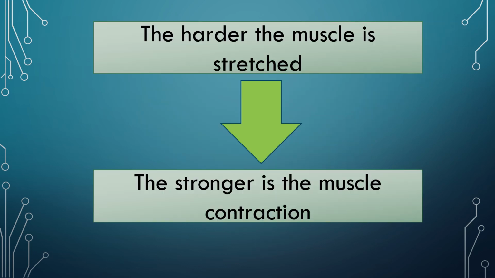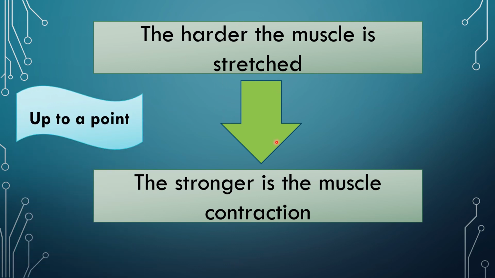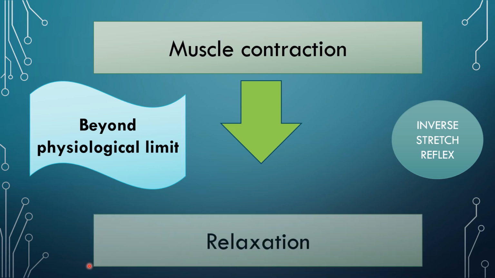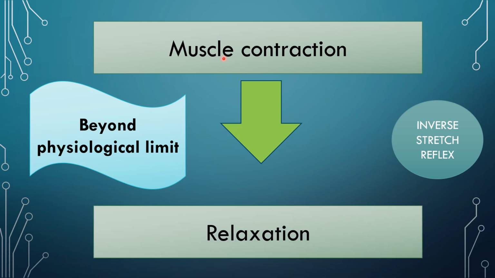We know what is stretch reflex. We are stretching the muscle and this is the cause, and the effect is the strong contraction of the muscle. And we also know about the inverse stretch reflex. So here, when this stretching is going beyond the physiological limit, the response is not contraction, it is relaxation.